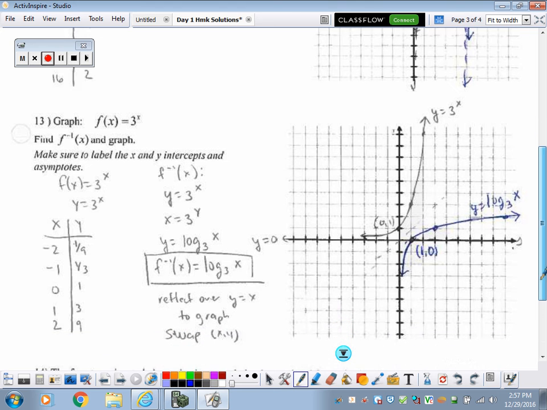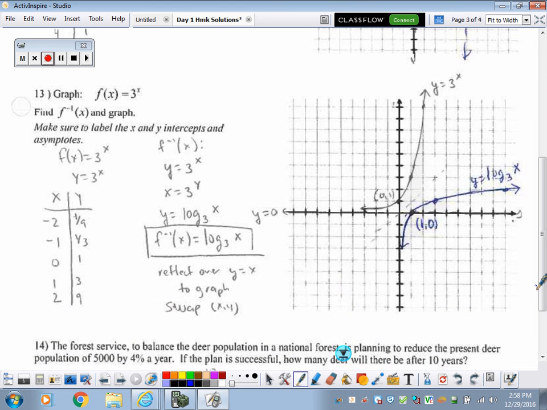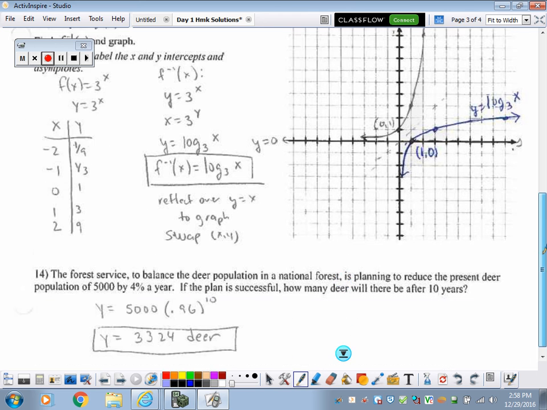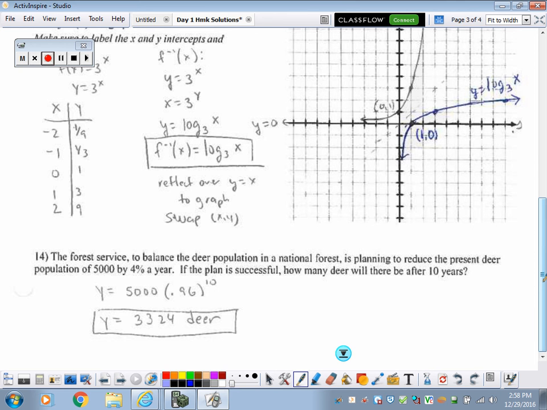And then number 13 asks us to graph 3 to the x, which is in black here. And then the inverse is going to be 3 to the y is equal to x, otherwise known as the log function. Log base 3 of x is equal to y. And again, it's a reflection over the line y is equal to x, with this time an x-intercept at 1, 0. And then the last question is just a review from last chapter.